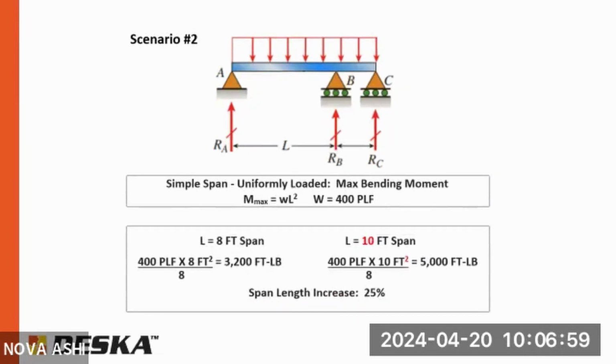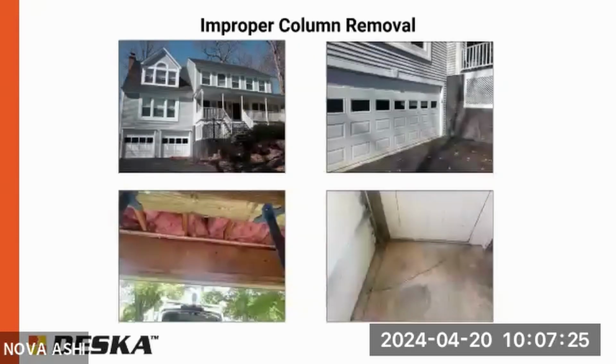Here's another example. If you have an 8-foot span and you just add 2 feet to it, and now you make it a 10-foot span, you've increased the span length by 25%, but you've increased the bending moment by more than half. So it's not recommended to remove load-bearing supports without consulting with an engineer first. Here's an example of exactly that.